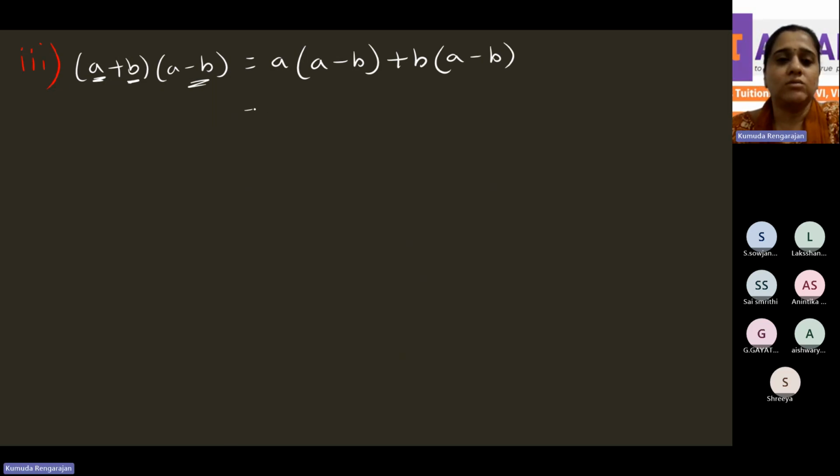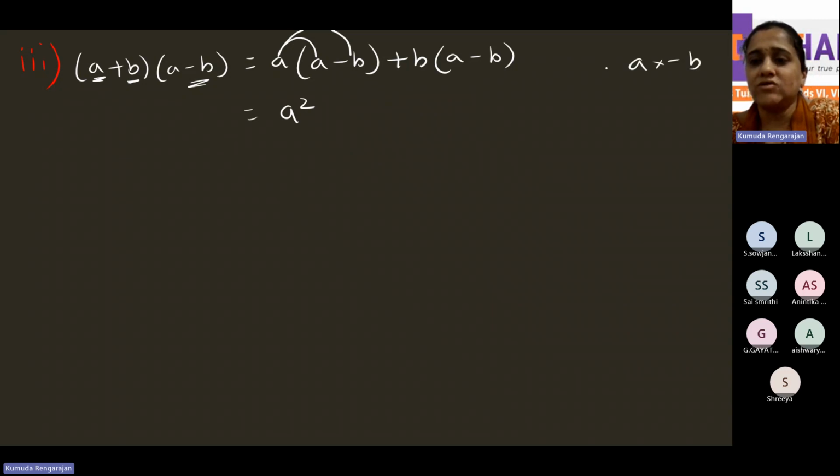All right. Now a into a, a squared. A into minus b. That is, a plus a into minus b. So plus into minus, minus. A into b, ab. So it's minus ab here.